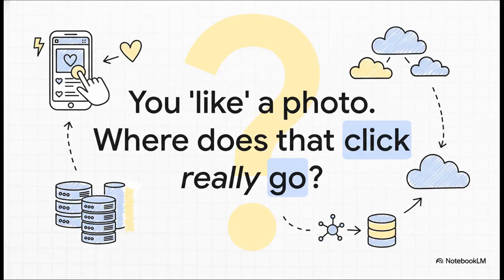Okay, let's start with something super simple, something you probably do, I don't know, a dozen times a day, tapping that like button on a photo. It feels instant, right? But in that tiny fraction of a second, your click is kicking off this surprisingly complex journey. So where does that like really go?